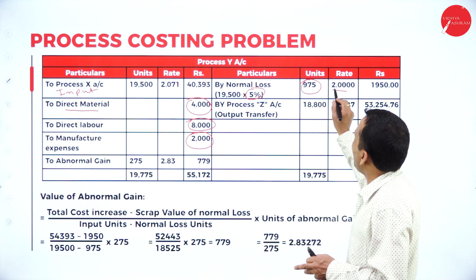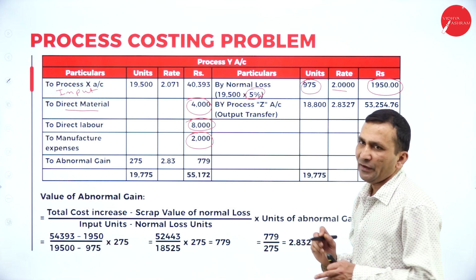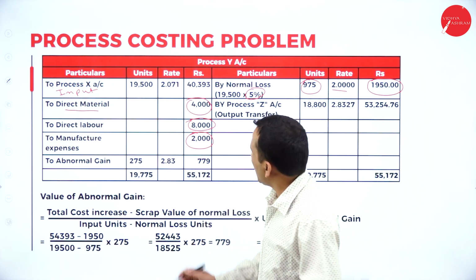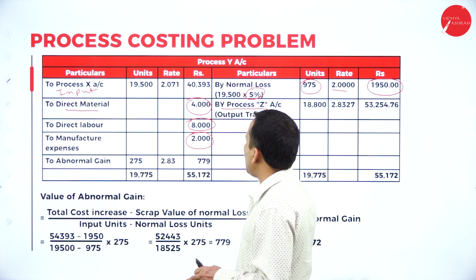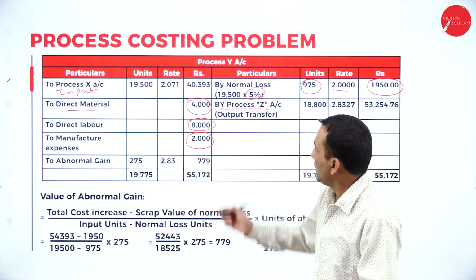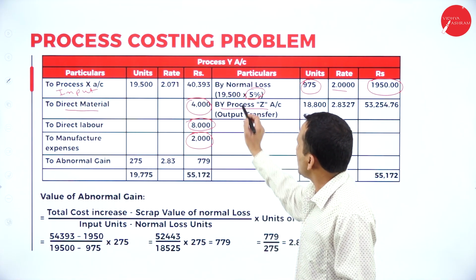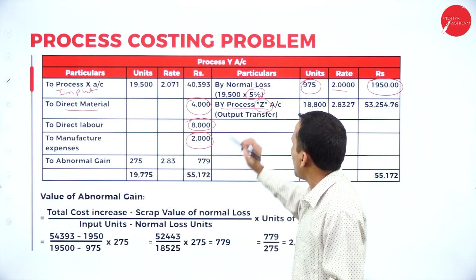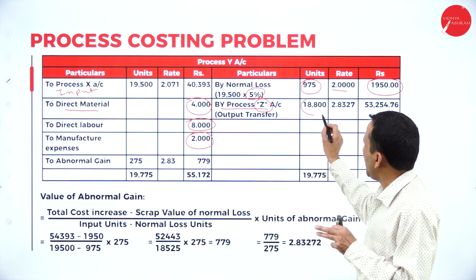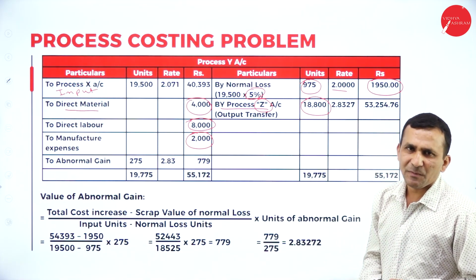So 975 into 2, 1,950 value we have recovered. Again, in the question it is clearly specified what the output unit is that we are transferring to the next process. So here we are preparing for process Y. The next process will be process Z. For process Z, the output unit in the question is 18,800, clearly specified.